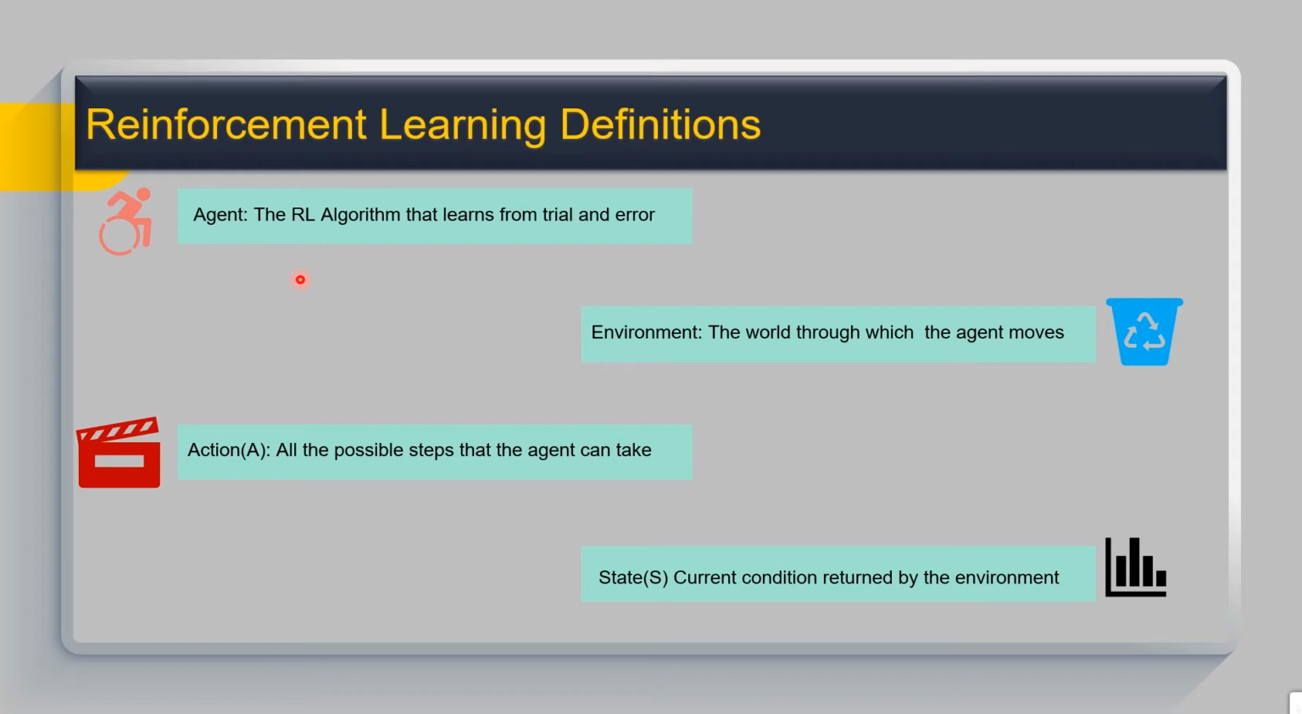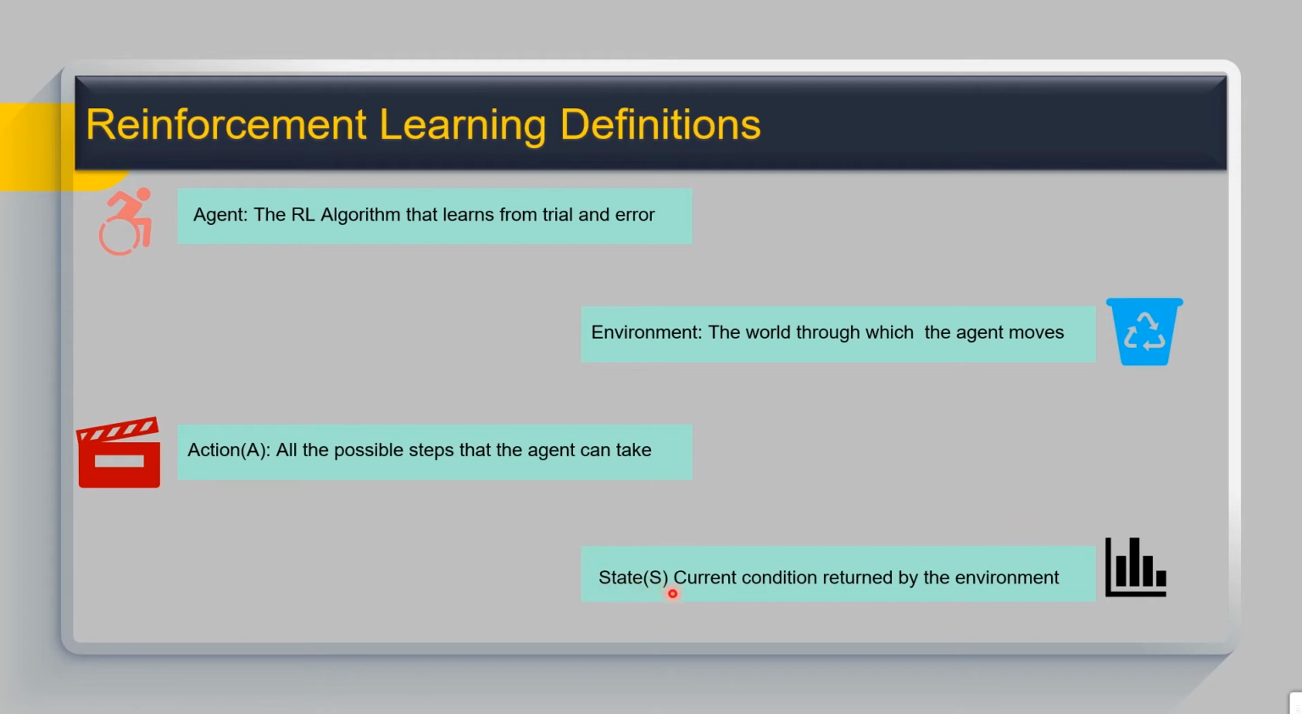Now, the environment is the whole Counter Strike game. It's basically the world through which the agent moves. The environment takes the agent's current state and action as input, and it returns the agent's reward and its next state as output. Next, we have action. Now, all the possible steps that an agent can take are called actions. So, like I said, it can be moving left, right, or shooting or any of that.